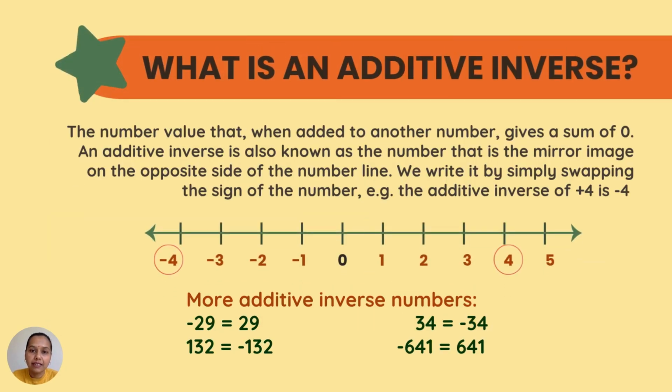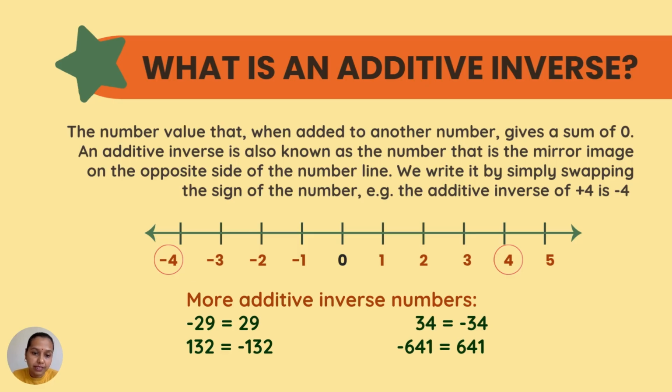Next, what is an additive inverse? So this is a number value that when added to another number gives a sum of 0. The additive inverse is also known as the mirror image on the other side of the number line. We use it by simply swapping out the signs of the number. For example, the additive inverse for a positive 4 would be negative 4. If you look at the number line, it shows you negative 4 and positive 4 on the opposite sides of a number line, and they basically are mirror images of one another.